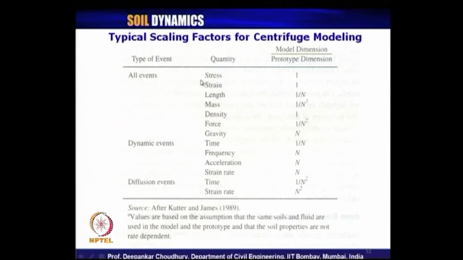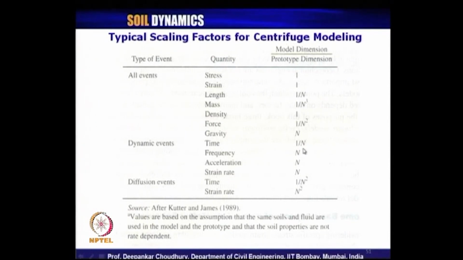As we know, the major aspect we are following in the centrifuge is keeping stress-strain conditions the same in both model and prototype. That is the basic principle we have to follow, and from that we arrive at other scaling parameters. So, the stress model-to-prototype ratio is 1, strain also 1, but for the dynamic event the time is 1 by n. What is n? N is the number at which you are rotating your centrifuge, that is, the G level.